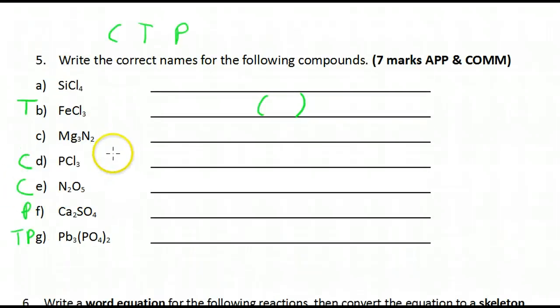Okay, so now that we've done that, it'll be a lot easier to name them. So first one is silicon, and it's just a regular one, so we'll put silicon chloride.